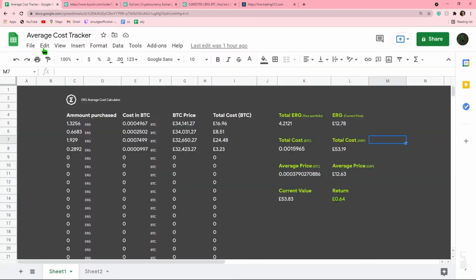I've made this handy little cost average calculator here, which is just going to give us some similar statistics to what we can pull out of traditional stock market brokerages. It probably looks a bit daunting at first, but trust me, it's just a few lines that we have to fill in, and then we're pretty much good to go.